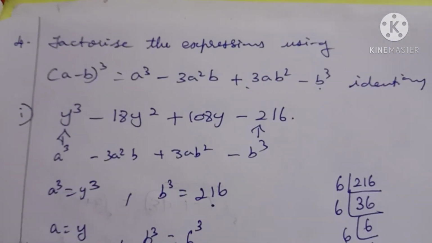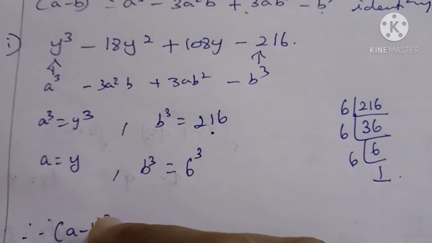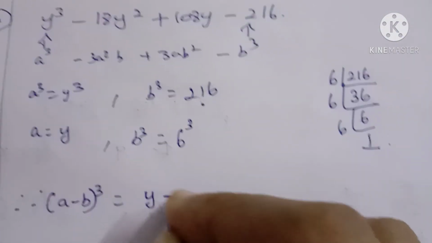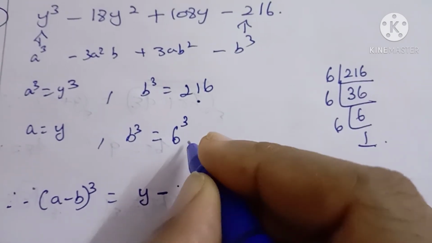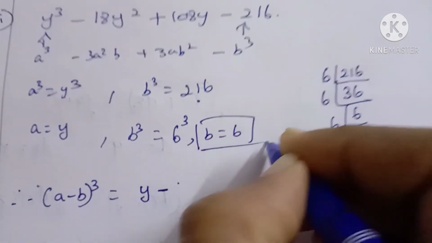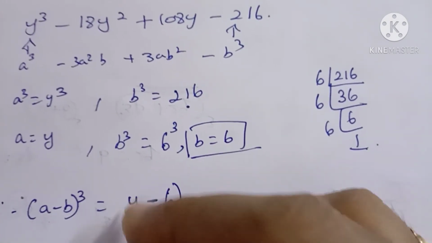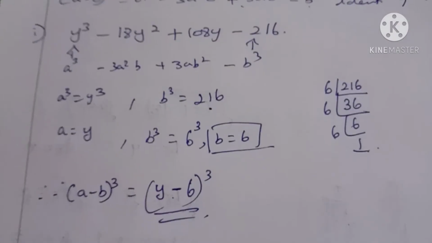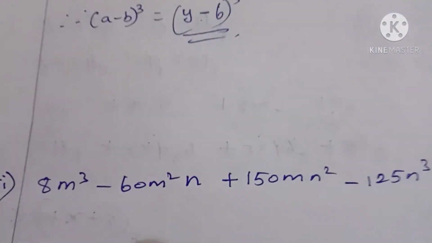Therefore, your factor is a minus b the whole cube, which is equal to a value is y minus b value is, so here b value is 6. So b value is 6. Y minus 6 the whole cube is the factor for the given expression.